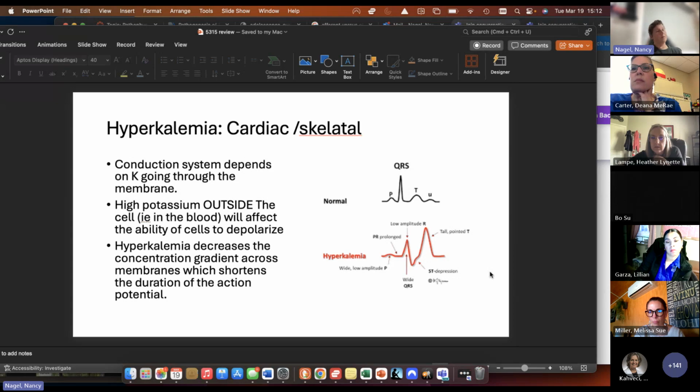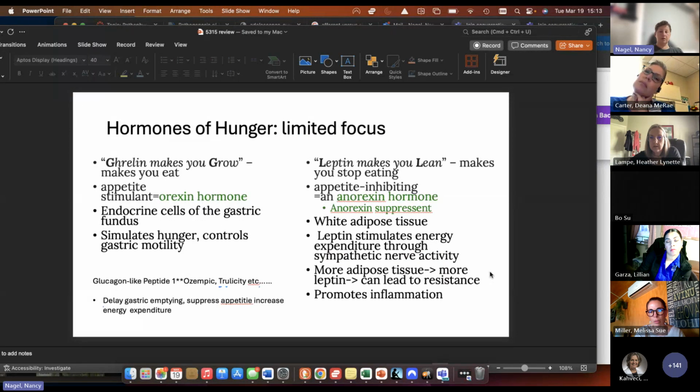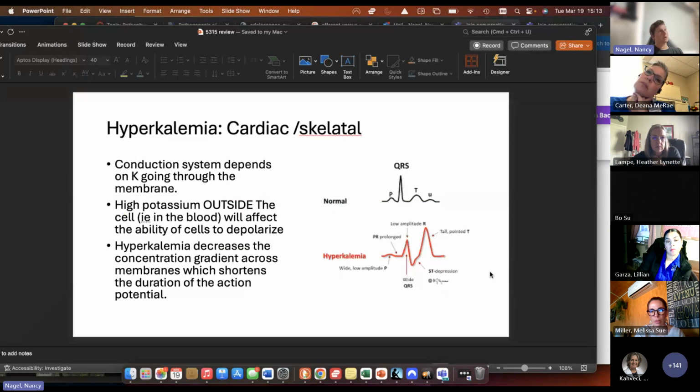But that's why we worry about it, because if we have a disturbance in the electrical conduction of the action potentials of the myocytes of the cardium, that's going to lead you to having arrhythmias. And those arrhythmias can be AV blocks. It can be a sinus node problem. It's dependent on how much that patient can tolerate and how high their potassium level is.